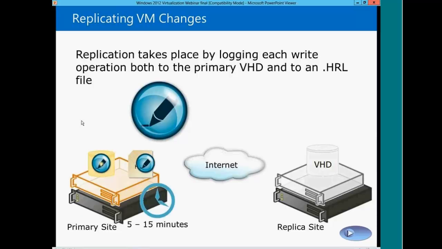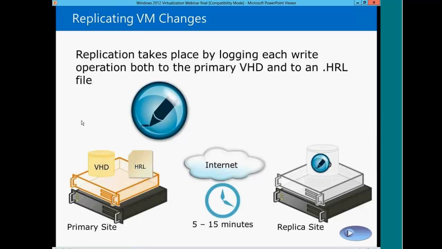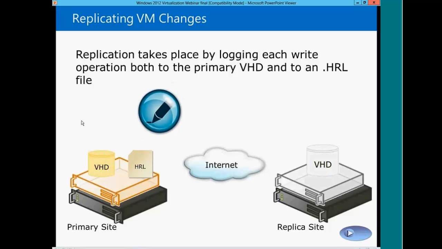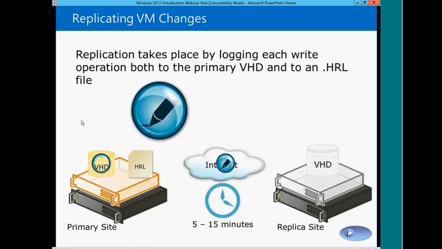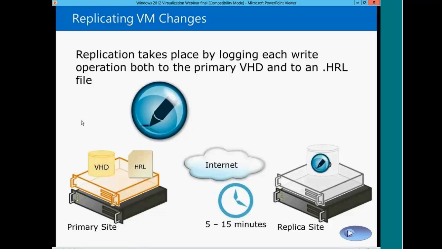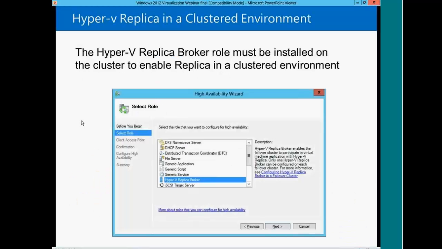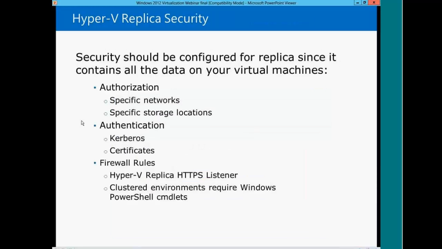The HRL file is sent across to the replica site and applied to the replica virtual machine. Right? So this is a 5 to 15 minute cycle, as they mentioned on the slide there. And the virtual hard drive at the replica site will be at most that much out of date. You can check the replica status and see how up to date it is. Okay? If you want to do this in a clustered environment, then you have to set up a Hyper-V replica broker. That's another issue. And there are, of course, some security considerations around that.